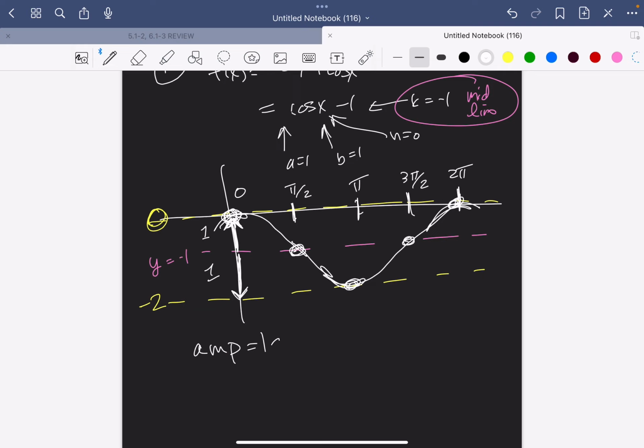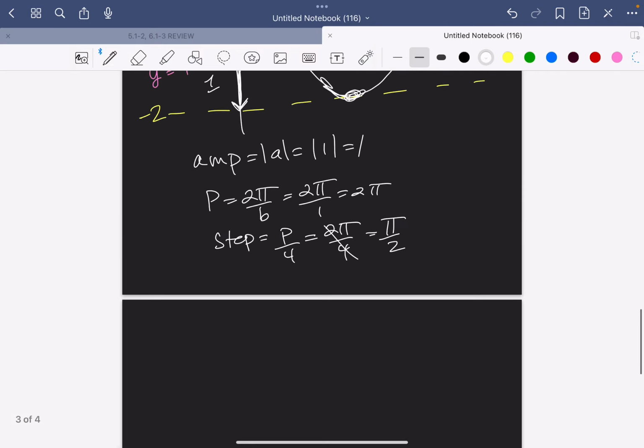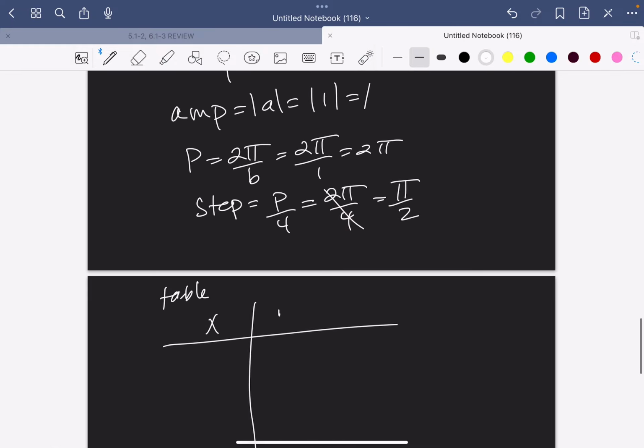So the amplitude is absolute value of A, which is absolute value of 1, which is 1. The period is 2 pi over B, which is 2 pi over 1, so it's 2 pi. Step size is period over 4, so it's 2 pi over 4. So you get pi over 2. Now that I know all that information, I can now make my table. So for my table, I'm going to have x's, and my function is cosine of x minus 1.